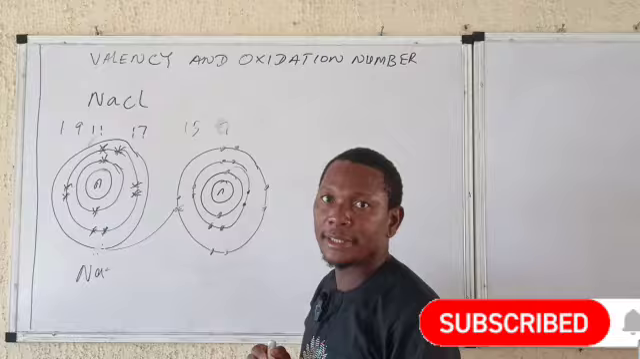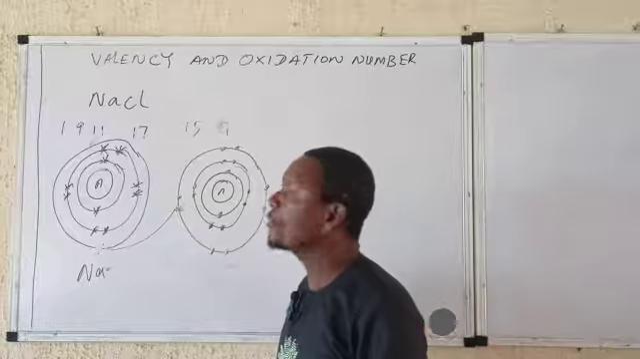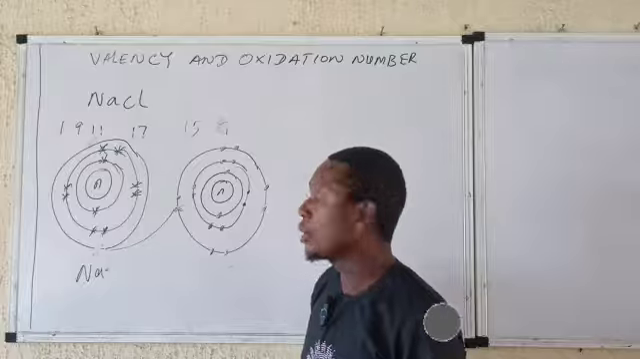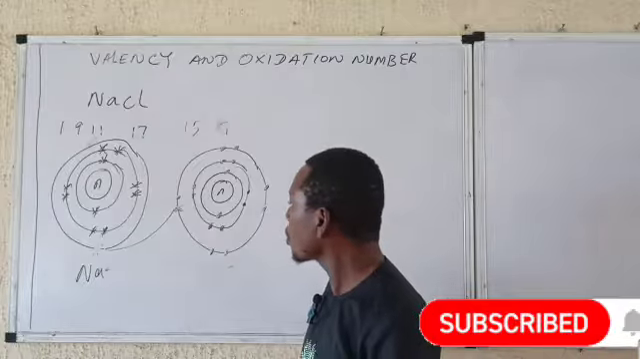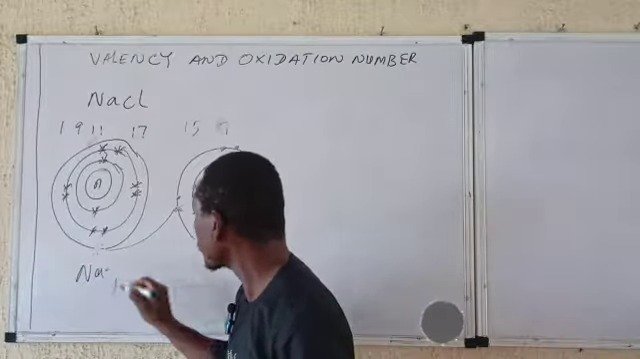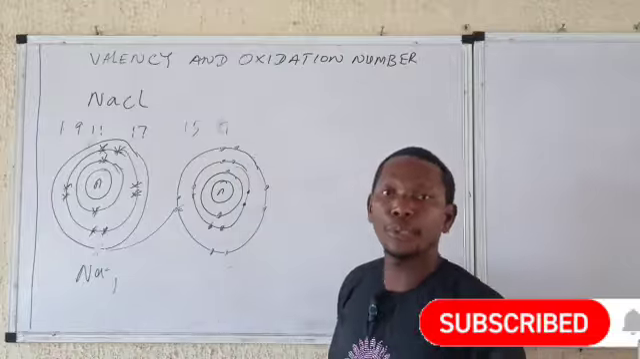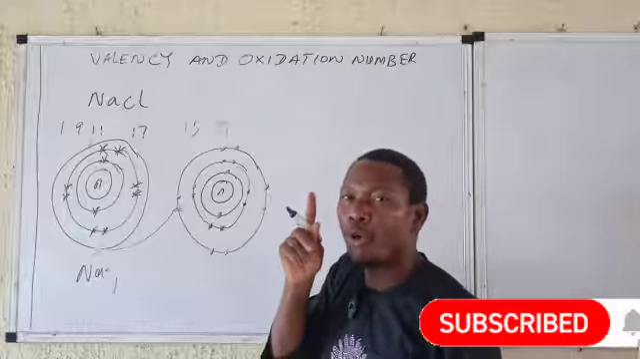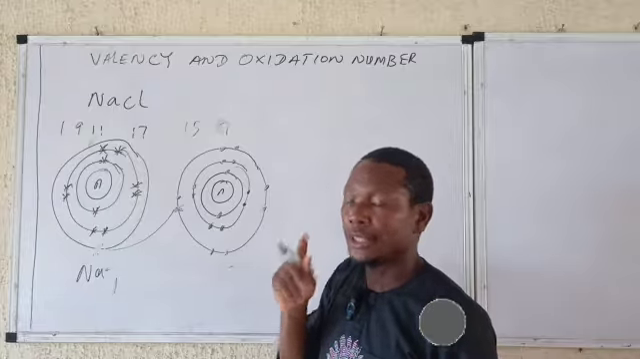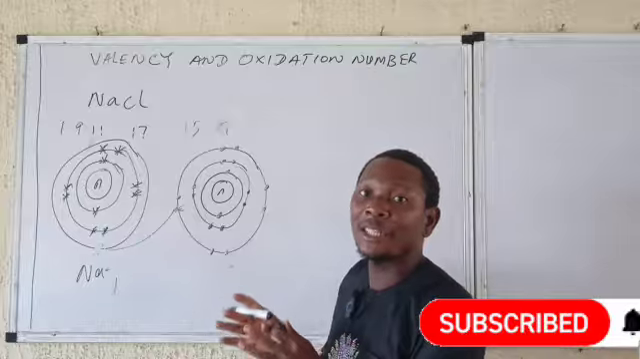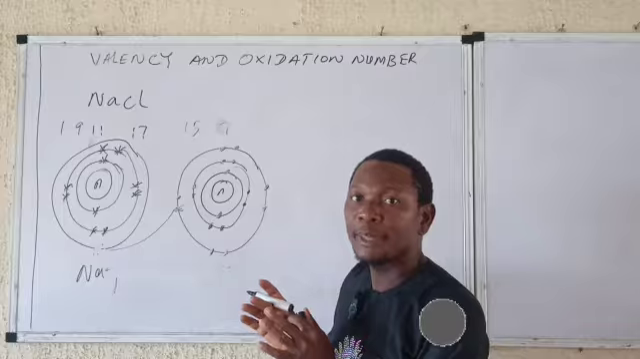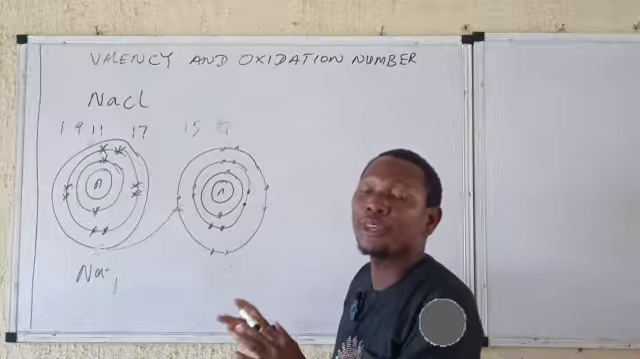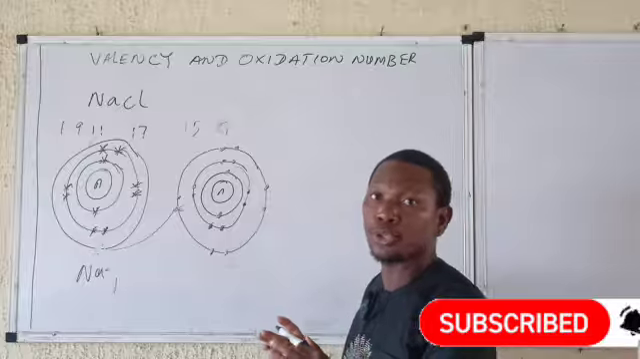What is now the valency of sodium? The valency of sodium is 1. You have +1 here. So the valency of sodium in this case is 1. What is the valency of chlorine? Remember, when we talk about valency, we said it is the number of bonds. Valency of an element specifically refers to the number of bonds an atom can form with another atom to form a stable electronic configuration or a stable structure.